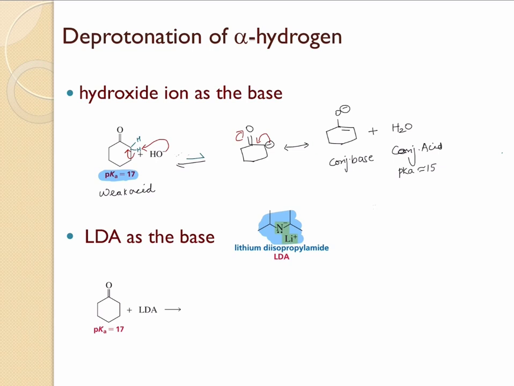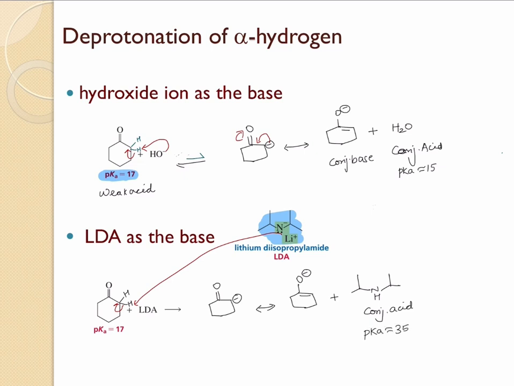Now let's use LDA as the base and complete this reaction. The LDA will go and abstract one of these alpha hydrogens right here and thrust these electrons to form the enolate ion, which will be resonance stabilized with the other resonance contributor. Here are the resonance contributors of the enolate ion, and along with that, it is also going to form lithium diisopropylamine. That would be the conjugate acid in this reaction. This has a pKa value of 35.